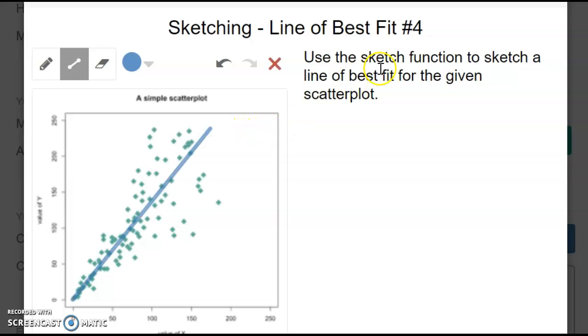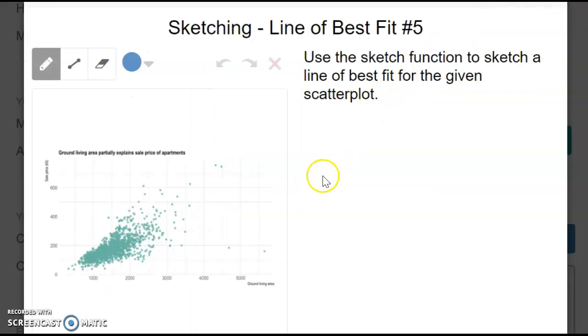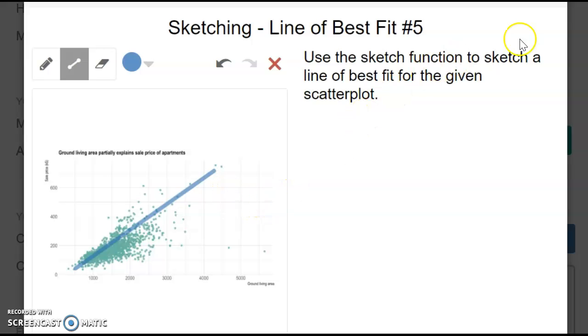Okay. And finally, this one. Use the sketch function to sketch a line of best fit for the given scatter plot. Okay, so maybe that's something that looks like this. Or maybe I should have started somewhere closer to here. Maybe this will be better. Okay. All right.